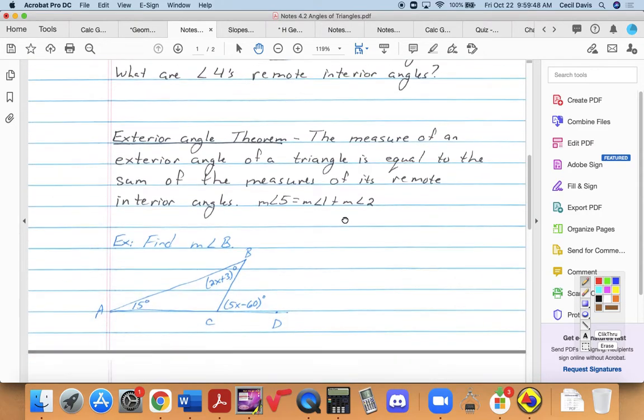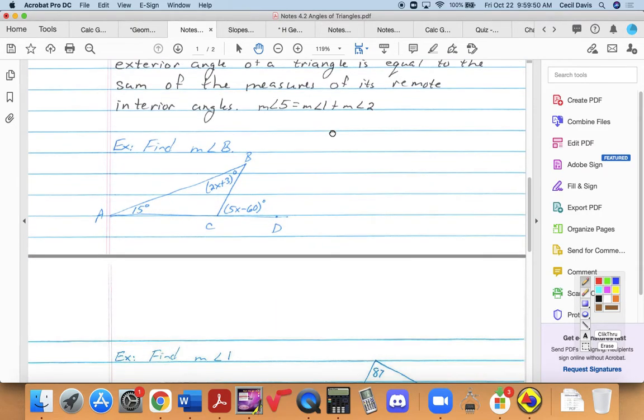Okay, so let's do a couple of examples. For this one, we want to find the measure of angle B. Please don't tell me that it's 2x plus 3. We already know that. Occasionally I have someone who tells me that. You know, oh, it's 2x plus 3. It says it right there. That's the answer. Okay, that's not what we're asking. We want a numeric answer.